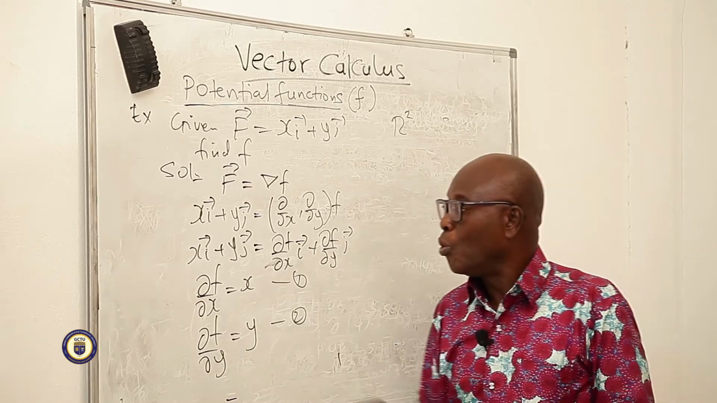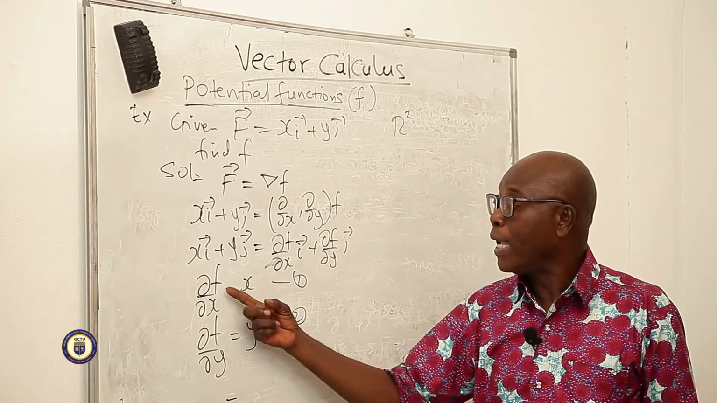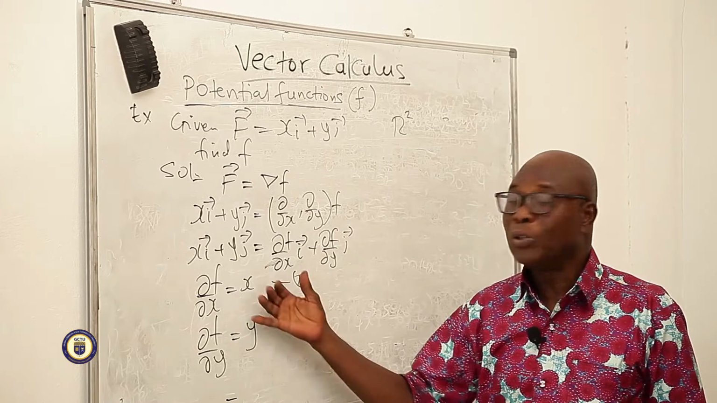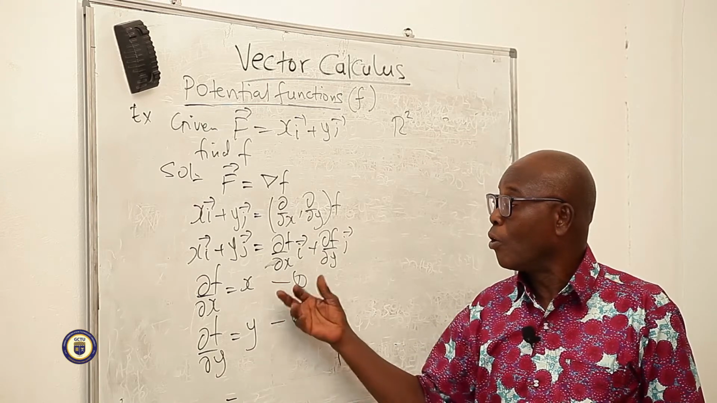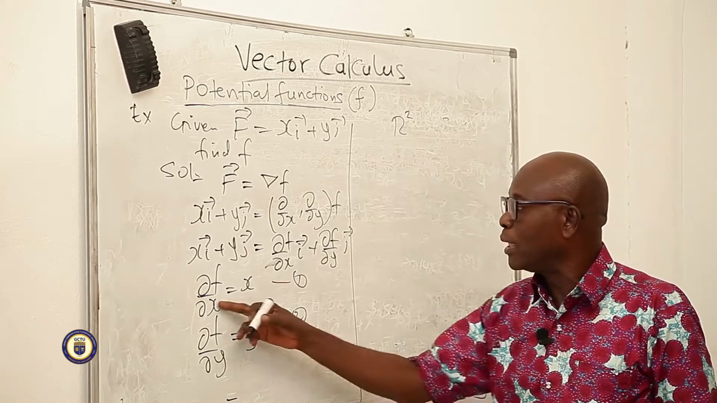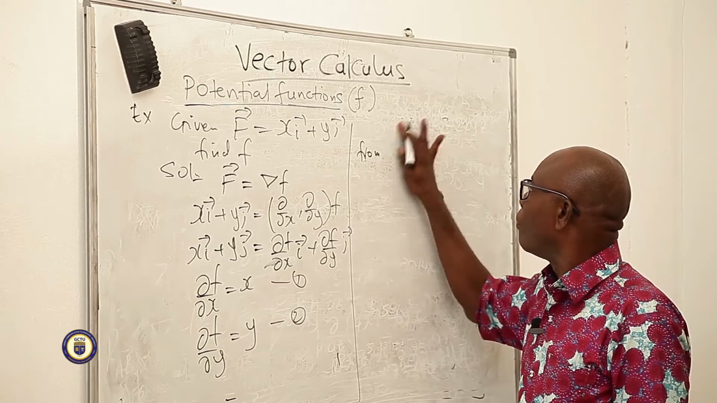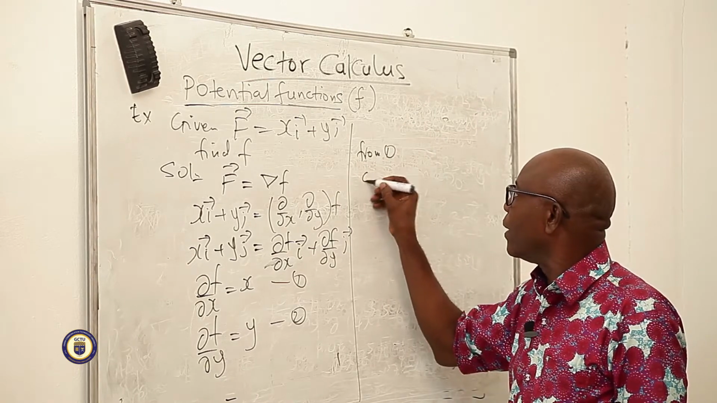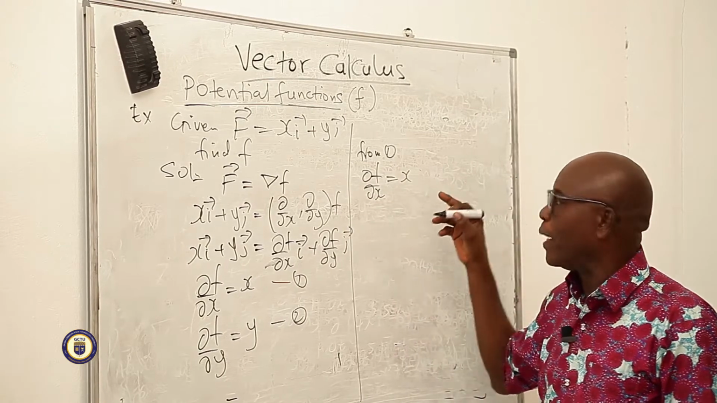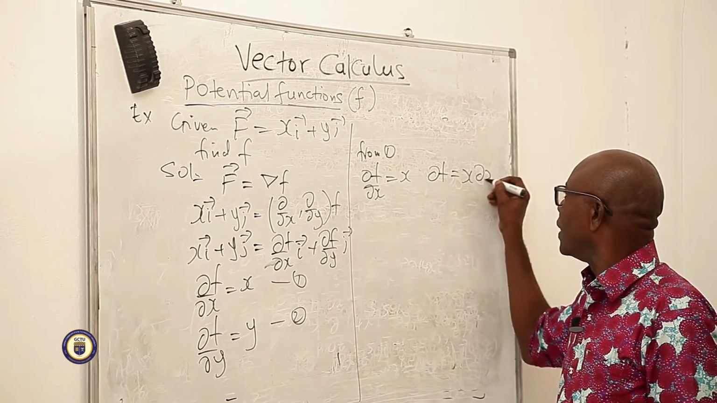And so we can use these to find f. Our aim is to find the potential function f. And so we can use any of them, that is the 1 or 2. So for our purpose, let's say we choose the first one. From the first one, we realize that partial f, partial x equal to x. So if you cross multiply, what do we get? We get partial f is equal to x partial x.